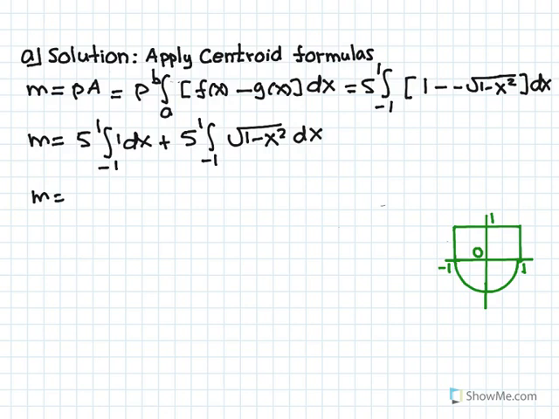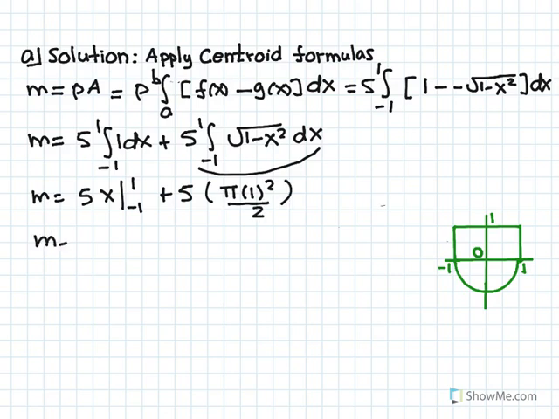Now integrating 1 dx, that's just going to be x, apply the fundamental theorem of calculus, evaluate from -1 to 1, plus 5 times, well, this is just the area of a circle. The definite integral represents the area of a semicircle with radius 1. So that's just pi times radius squared, 1 squared, divided by 2. So the mass is going to be 5 times 1 minus minus 1, plus 5 pi over 2. If we simplify this, we get 10 plus 5 pi over 2.